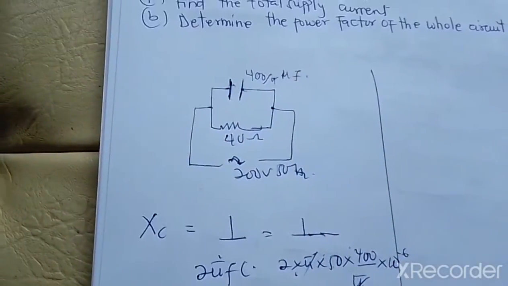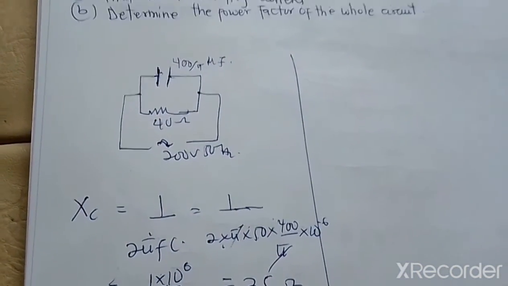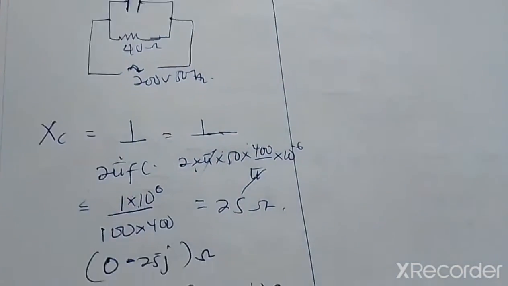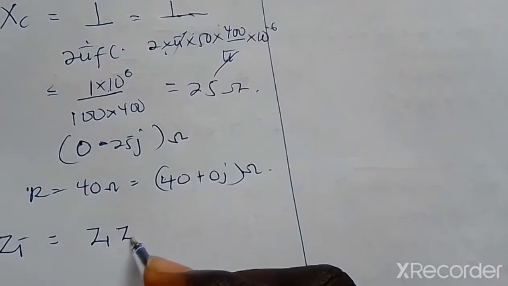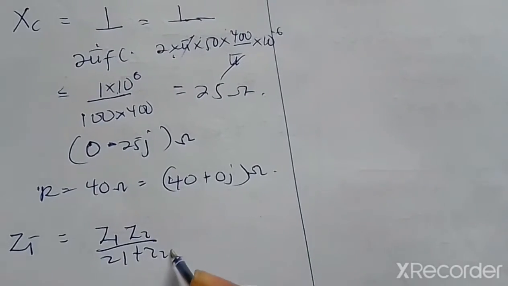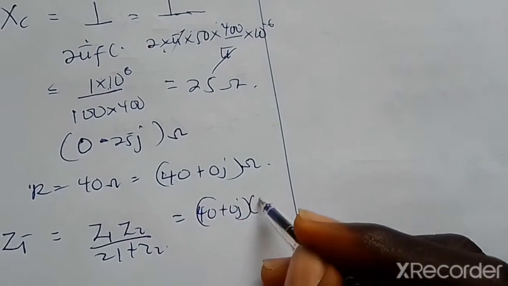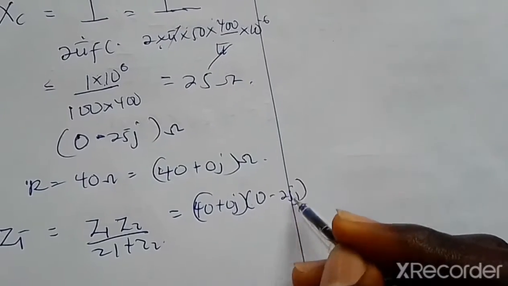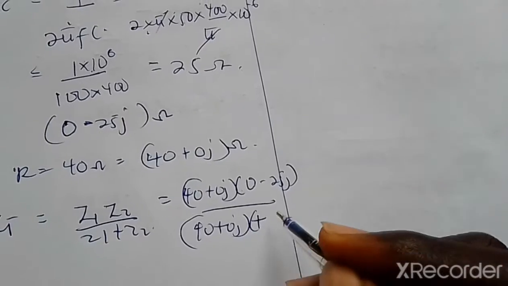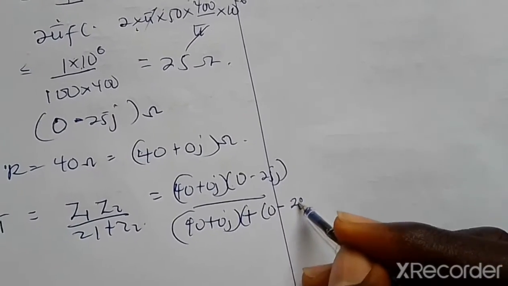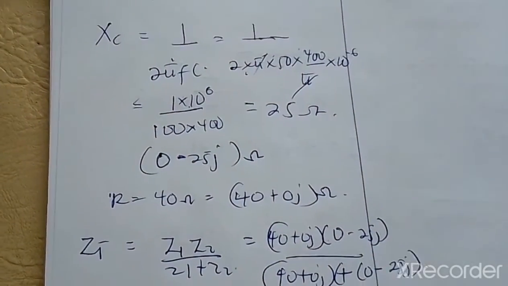Now the first part is saying we should find the total supply current. To do that, we need the total impedance, then we divide the total voltage by it to get the current. So total impedance ZT will be equal to Z1 Z2 over Z1 plus Z2. This will be 40 plus 0j multiplying 0 minus 25j, all over 40 plus 0j, then plus 0 minus 25j. So you punch this on the calculator, then you get a final result.